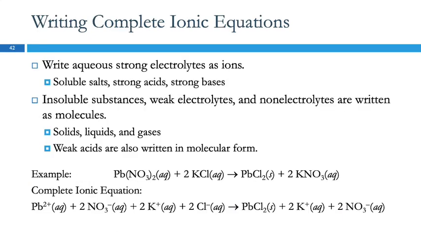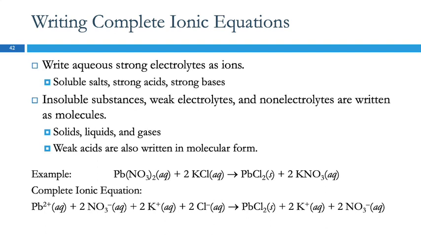So to write a complete ionic equation, we're going to write any aqueous strong electrolytes as separate ions. So strong electrolytes are going to be soluble salts, and by salts we mean ionic compounds. So these would be ionic compounds that are aqueous, strong acids, and strong bases.